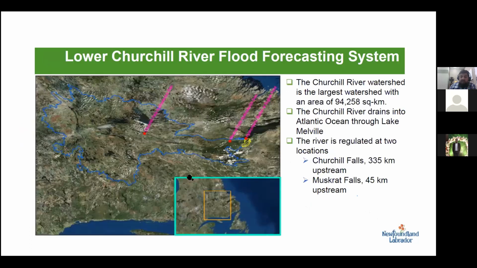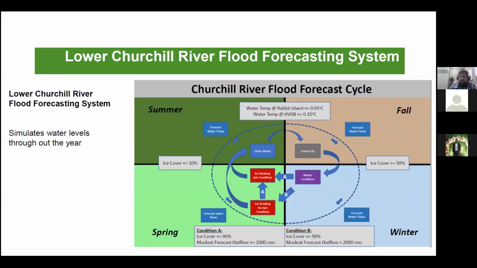So what we have here for the Churchill one, this is our largest watershed, 94,000 square kilometers. It's regulated by a dam, and we're building a new dam in there, which is already ready. Between the new dam and the ocean, we have an ice cover that forms, and there is ice jamming that happens quite frequently there. So what we have done is we've created a system that runs all the time.